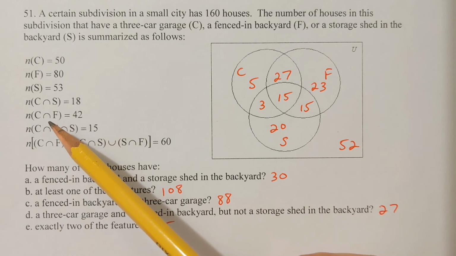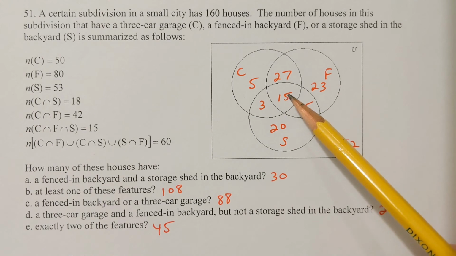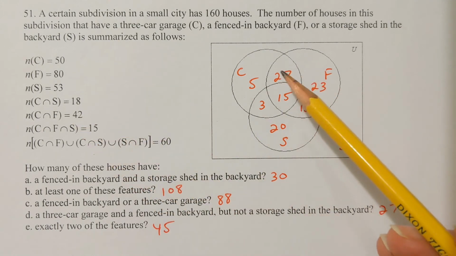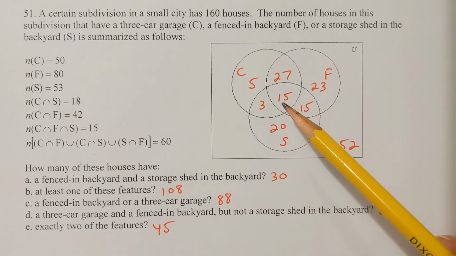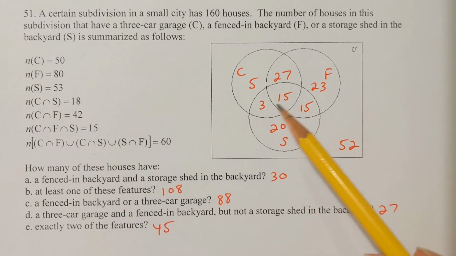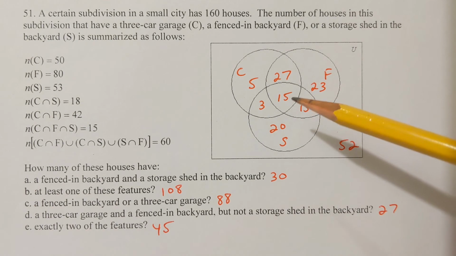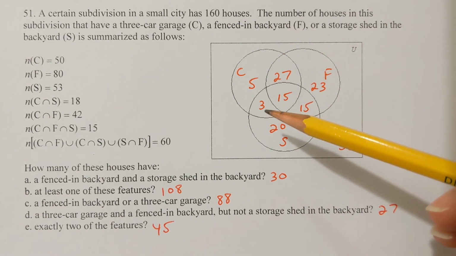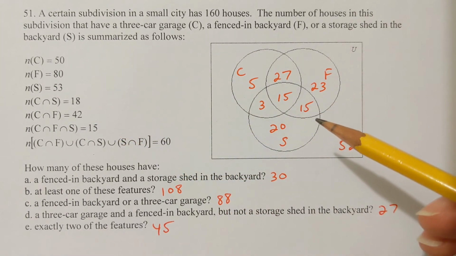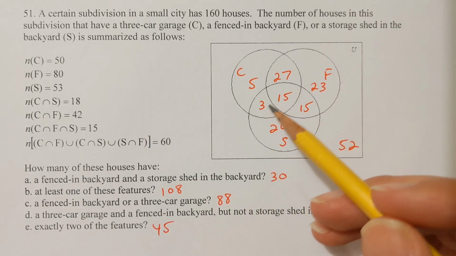Let me look at the cardinality of C intersect F. That's 42. Well, I've already got 15 houses, so I'm going to need 27 more houses. That way I've got 42 total in C and F. The cardinality of C intersect S is 18. I've already got 15 houses that have all 3 of these features, so I'll need 3 more. That way I've got 18 total that have a 3-car garage and a storage shed in the backyard.